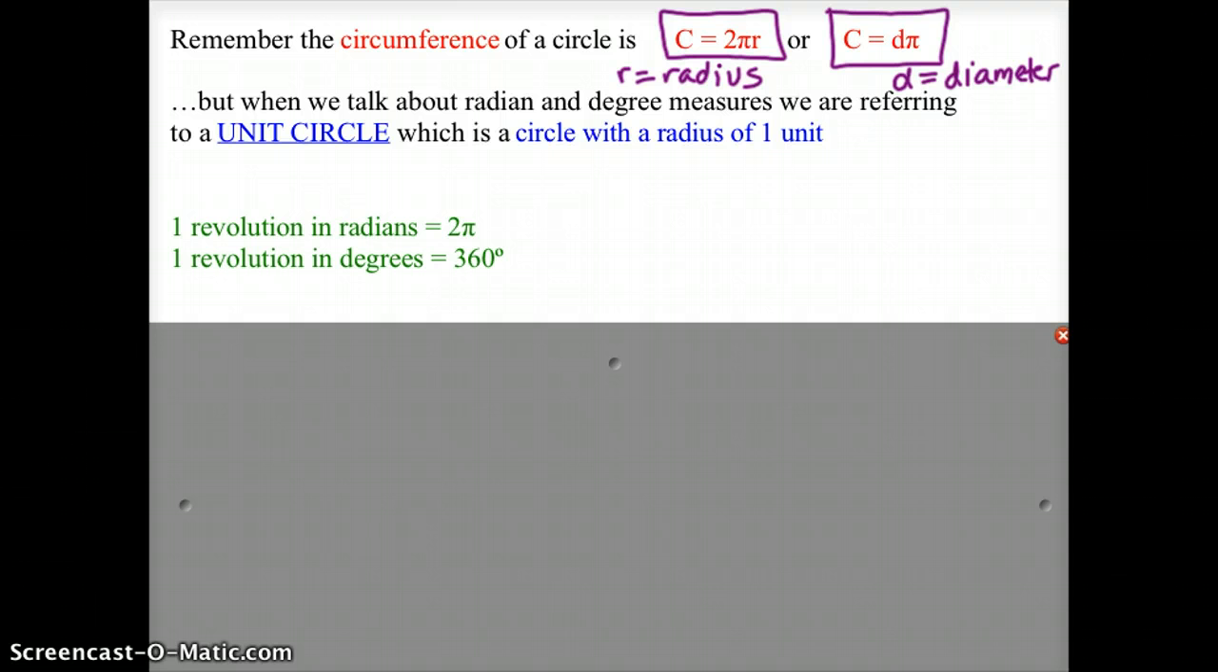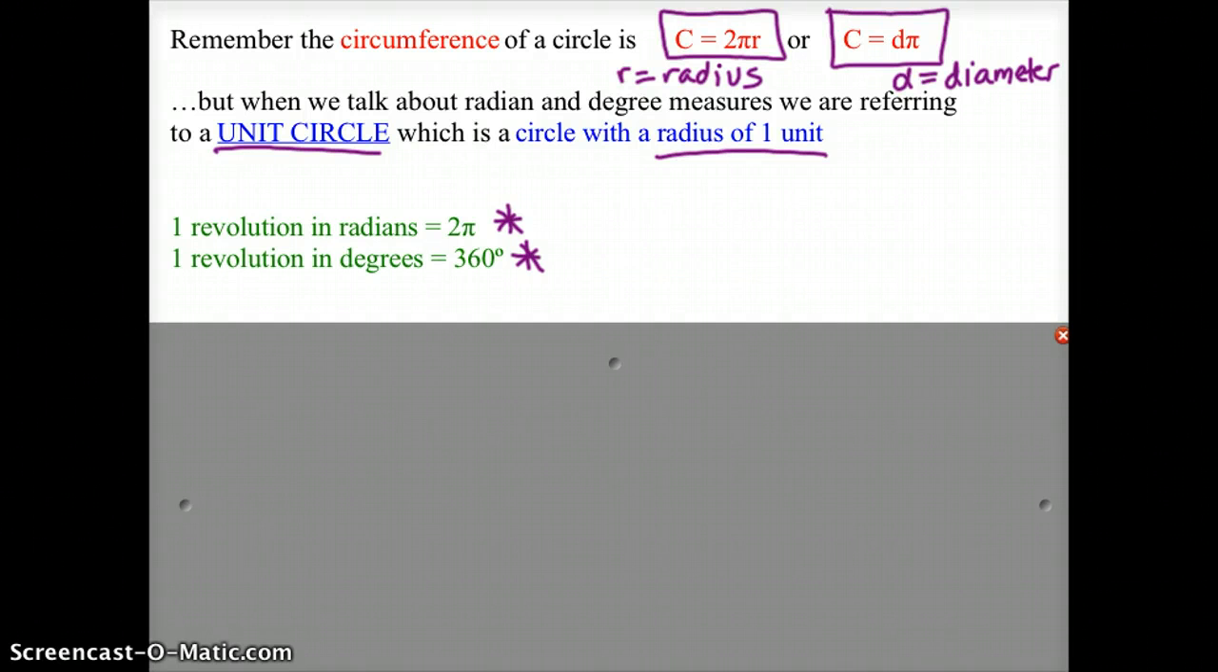Now we can talk about radian and degree measures. We're referring to a unit circle, right? A unit circle is a circle with a radius of 1 unit. So 1 revolution in radians is equal to 2 pi. That is a conversion factor that we need to remember. We already discussed that 1 revolution is equal to 360 degrees also.